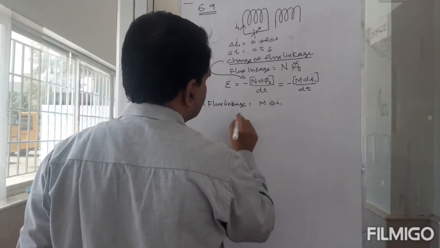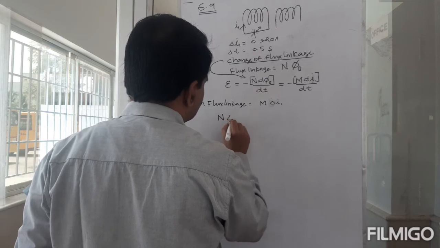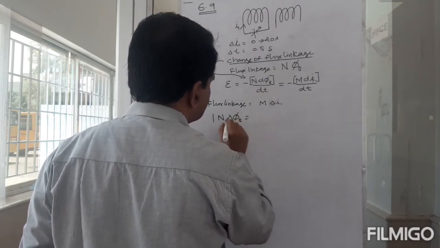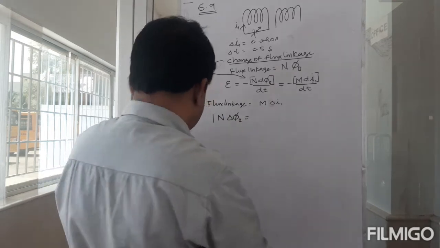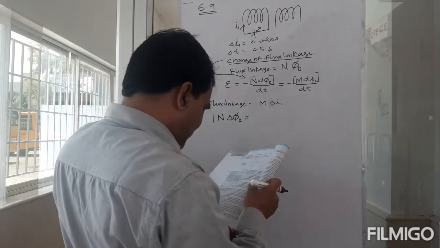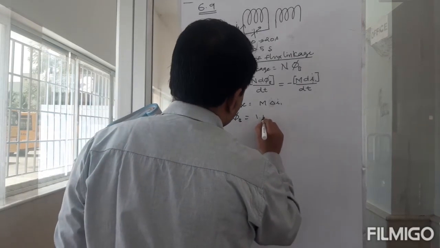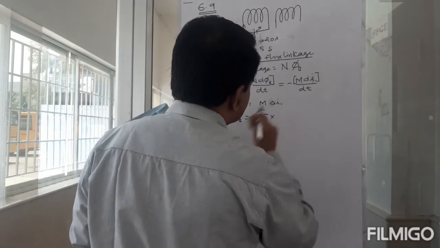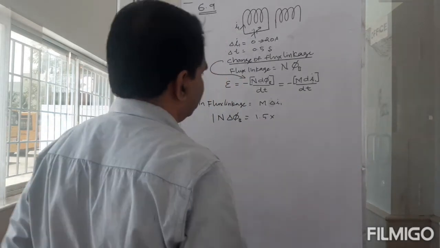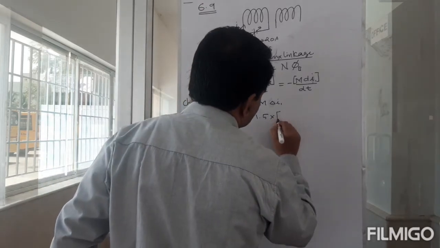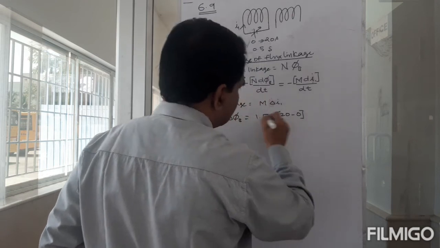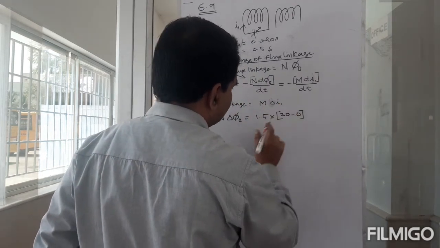So what is that then? So N delta phi b is equal to M times delta I1. M is given to be 1.5 henry. And what is delta I1? How much does it change? It changes from 0 to 20. So final is 20, initial is 0. That's the delta I.